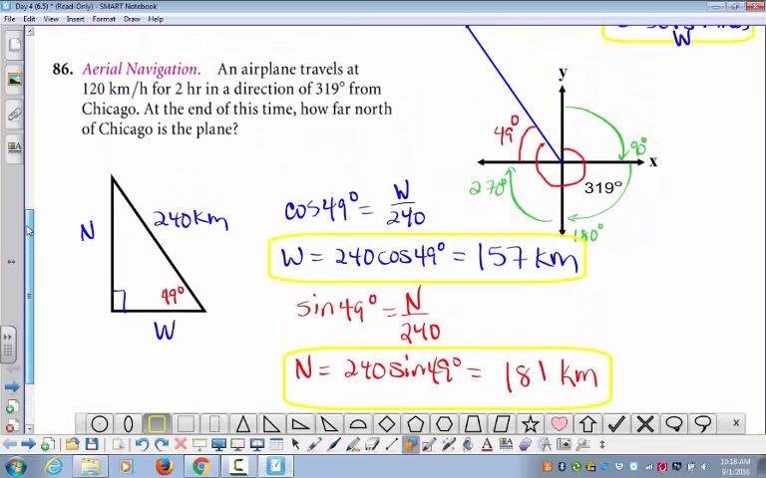So the trigonometric work here with the right triangle, I don't think that's super complicated. The big new thing is that bearing is coming from the north, and we're going clockwise. So that's just a little different.